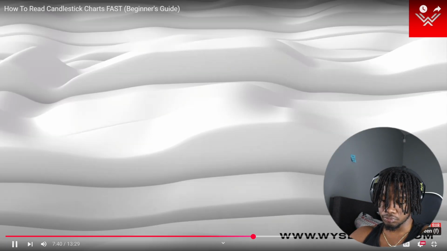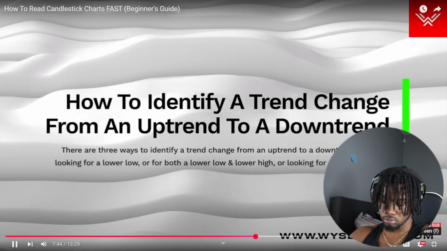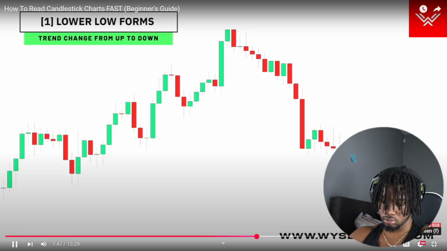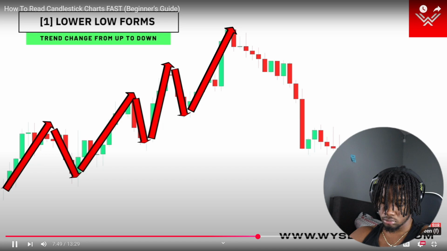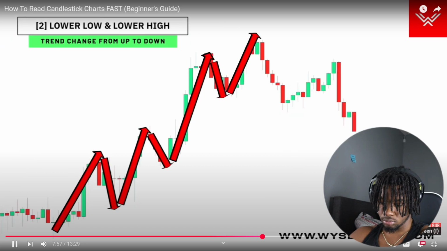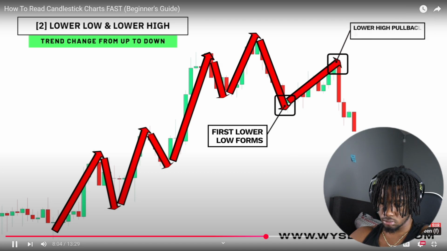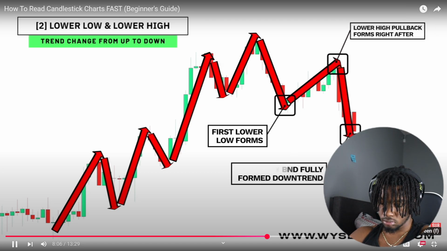Okay. So now, how do you identify a trend change from an uptrend to a downtrend? Type 1. You have your moving uptrend through the higher highs and higher lows before a lower low forms, signaling a trend change from an uptrend to a downtrend. Type 2. You have your moving uptrend through the higher highs and higher lows before you have a lower low form, followed by a lower high pullback before the full trend change breakout and lower low.